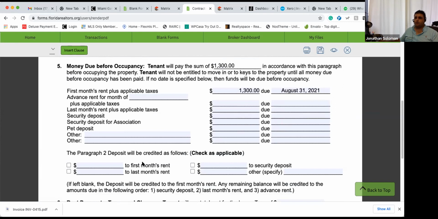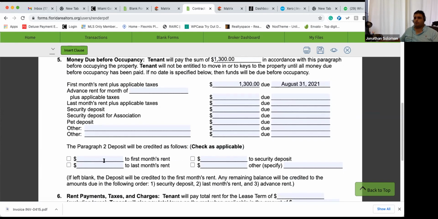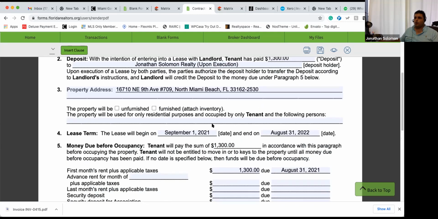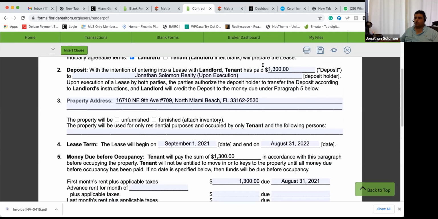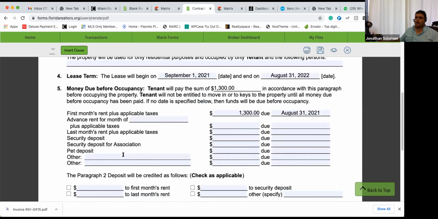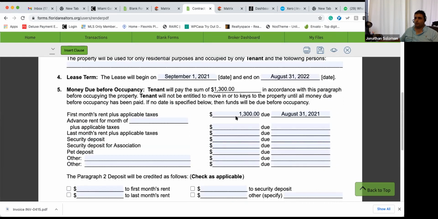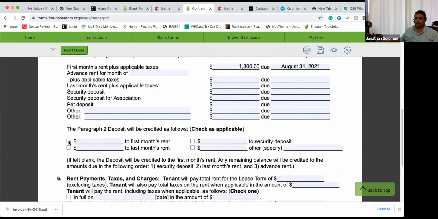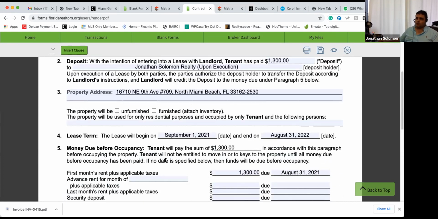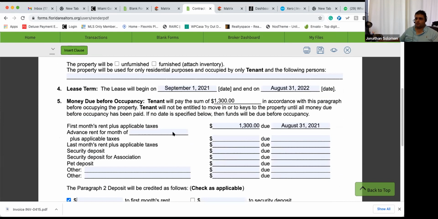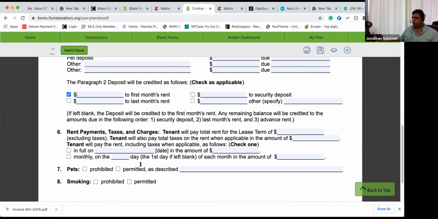The next part will describe where the escrow that was held until move-in date, how is it going to apply into the move-in funds? So we can select in most cases that it's going to be applied for the first month rent. That $1,300 is actually going to be applied for this $1,300 when it's released from escrow.